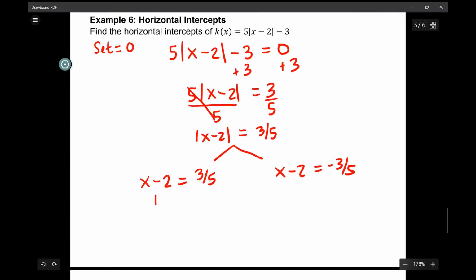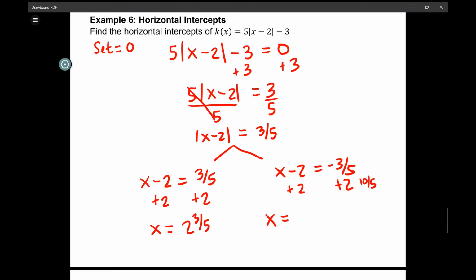So solving this one, we add 2 to each side. 2 plus 3/5 equals 2 3/5. And add 2 to this side. x equals, well, 2 minus 3/5. Remember, 2 is the same as 10/5. 10/5 minus 3/5 is 7/5. Or you could write 1 2/5. All right, so that's how you find your horizontal intercepts.